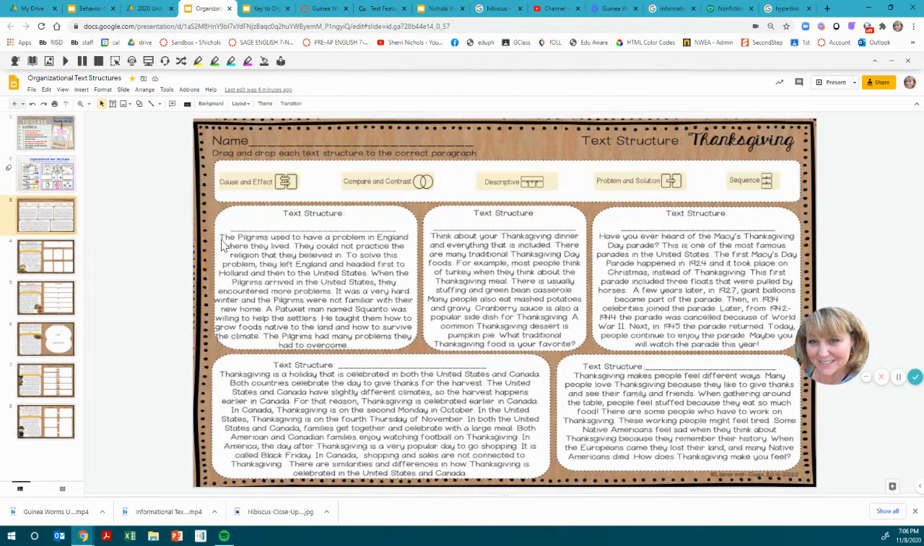Now, what you're going to do is drag and drop each text structure to the correct paragraph. And you'll just have to read this. This is just simply reading. You have to take your time and look for those clue words.